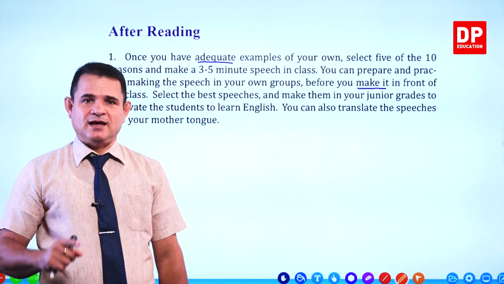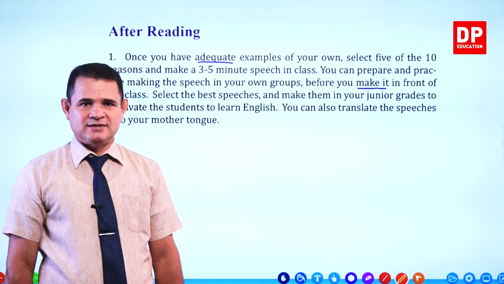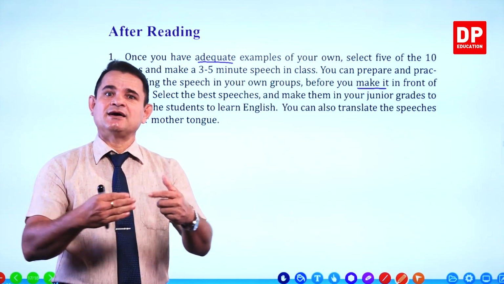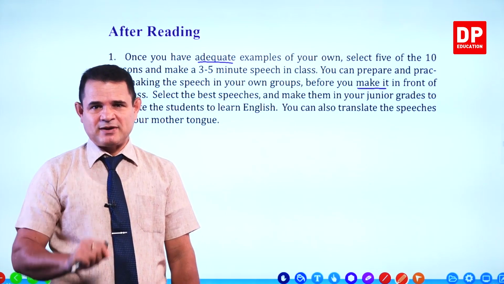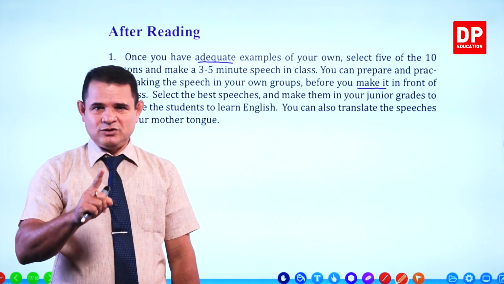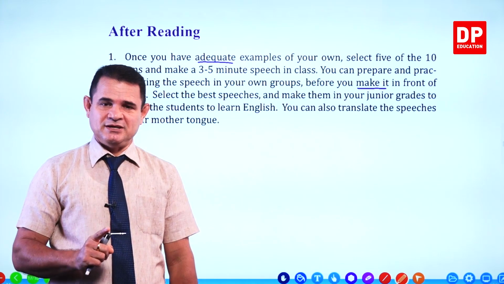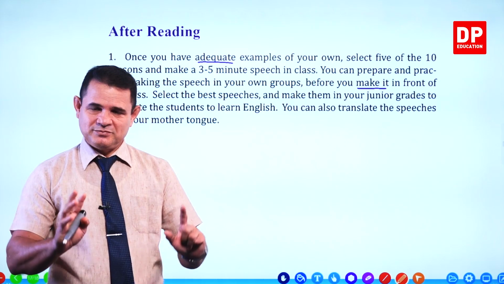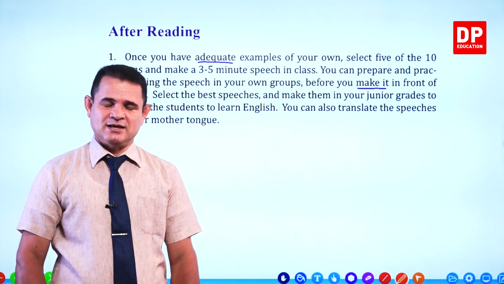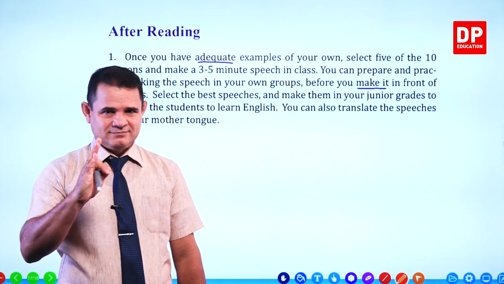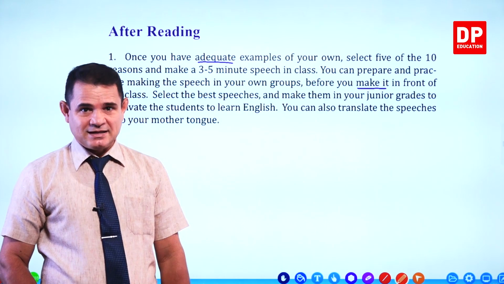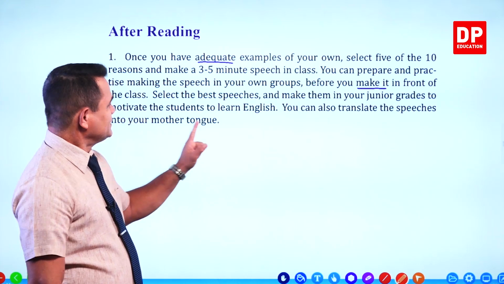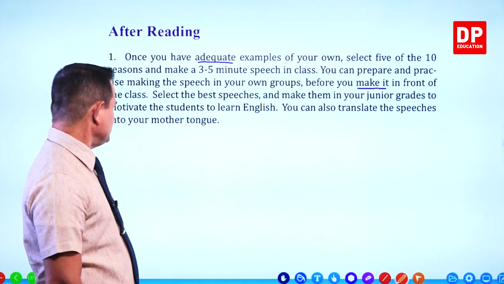Do it, and even at home. You can practice at home too. Go before the mirror and deliver the speech. It's a very good practice. Definitely you will do a wonderful speech in your school, right? Prepare well and you can become the best speaker. So try that. You can also translate the speeches, right?